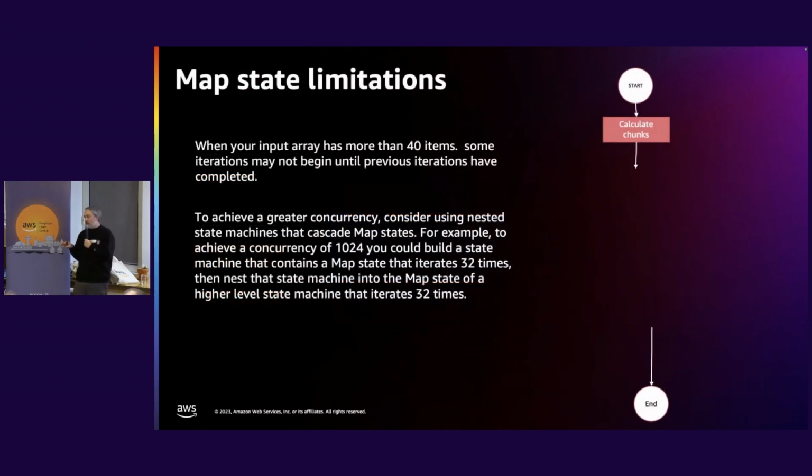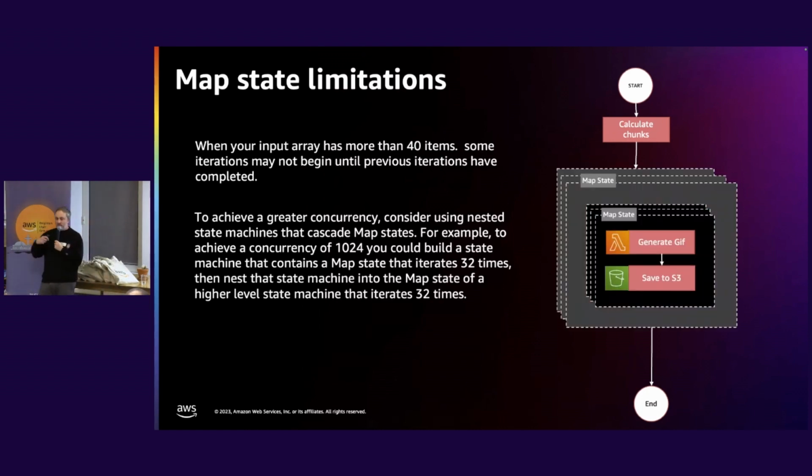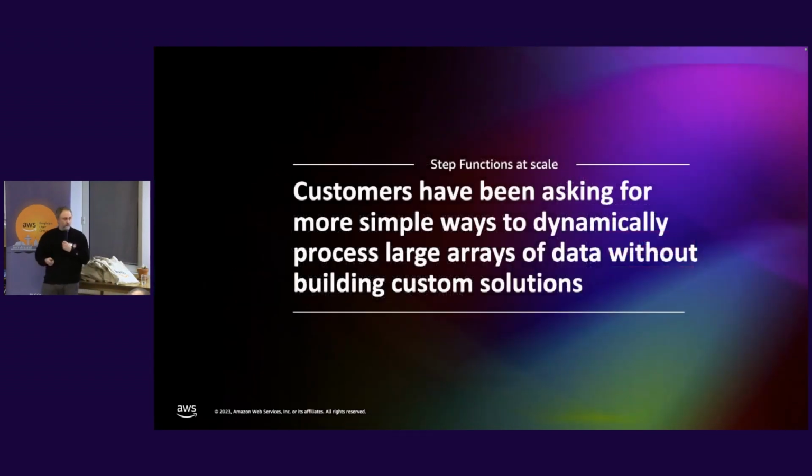The problem with the map state in that form is it only gives you a max concurrency of 40. So if you've got more than 40 items in your array, it will start to throttle and back off and handle that for you. So what customers were doing is they were embedding map states within map states within map states to get more and more concurrent executions. And so we said, okay, we'll just do it for you.